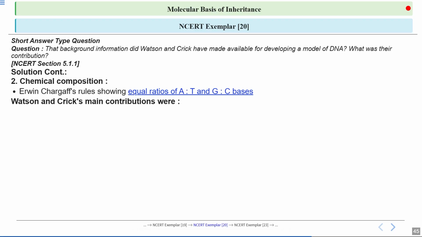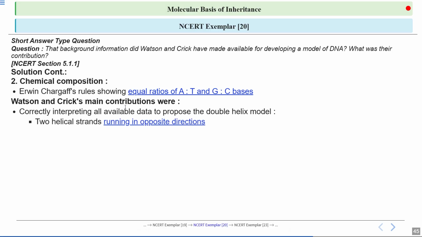Okay. This is clear. Now, what were Watson and Crick's contributions? The first is correctly interpreting all available data to propose the double helix model. So they interpreted all the data which were available to them and they proposed the double helix model. They said the DNA consists of two helical strands which are running in opposite directions, which means the polarity is different. One is from 5 prime to 3 prime, another is from 3 prime to 5 prime, meaning they are anti-parallel to each other.